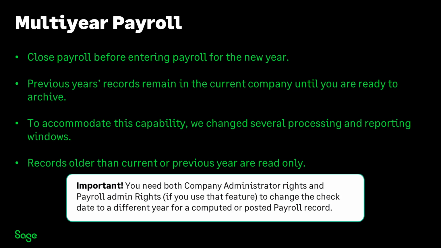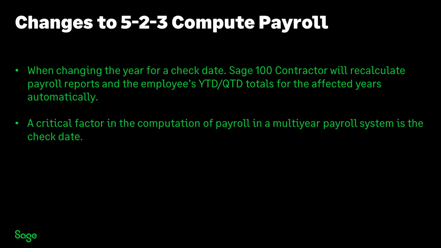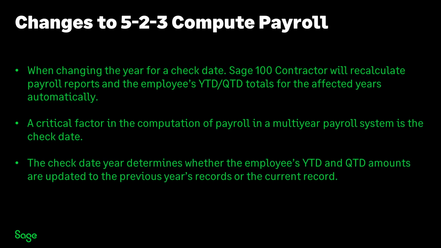To help prevent accidentally changing payroll records to a different year, you must be logged in with administrator rights and payroll admin rights to change the year of a payroll record. When you change the year for a check date, all totals are updated. It is critical to have an accurate check date in a multi-year payroll system. The check date determines whether to update the employee's past year or current year totals.